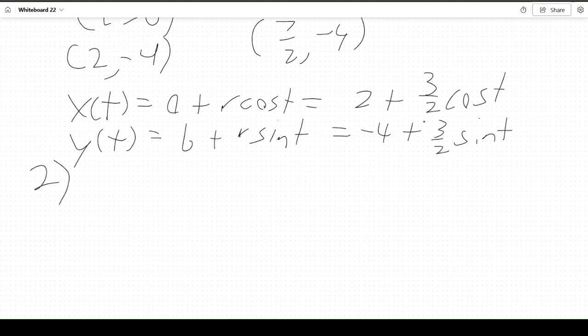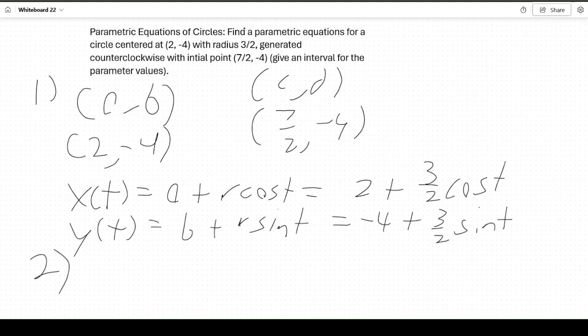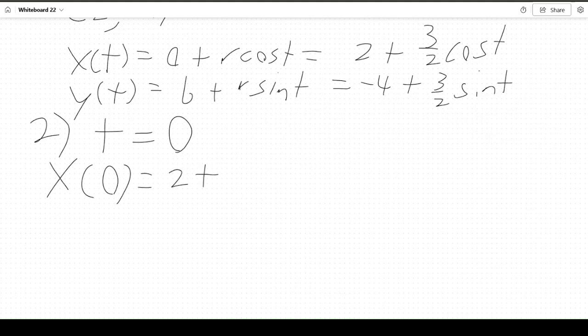And we're going to use this for the next step. So we have to find the parametric equations, circle centered at (2, -4). What that means, guys, is basically for t, you are plugging in t equals 0. That's basically it. Let me just show you. We're going to plug in 0 for t, and we're plugging and chugging again. So let's take our equation from the first step and plug in 0.